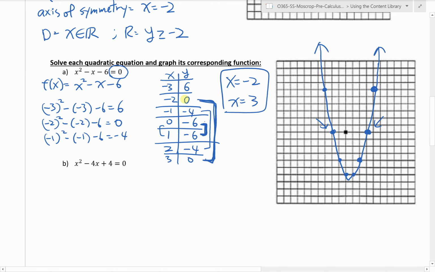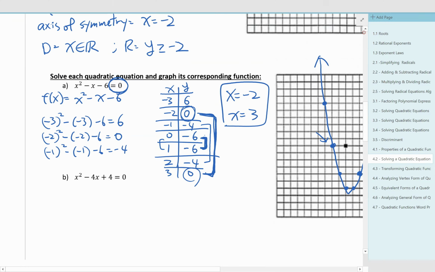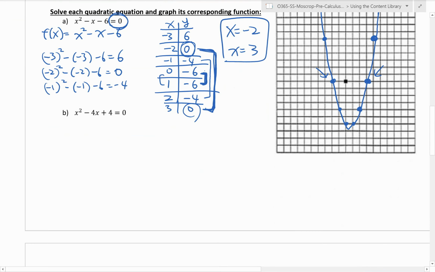Again, like I said, because we want y equal to 0, we got what we wanted right here. And when did that occur? It occurred when x equals -2 and when x equals +3. Okay, so I will ask you to try part B yourself and see how it goes. Good luck.